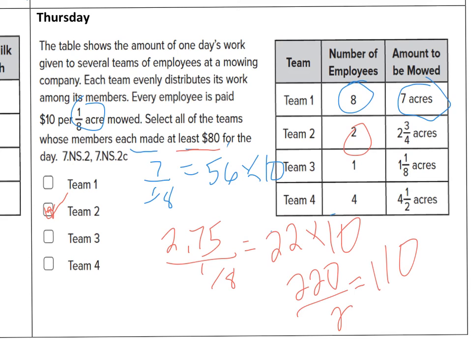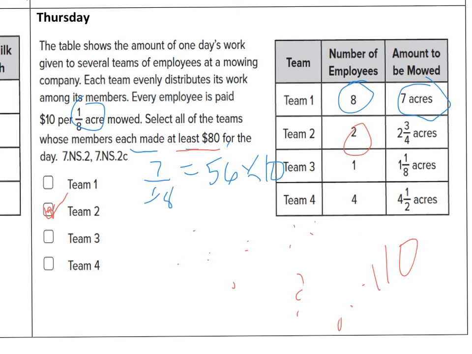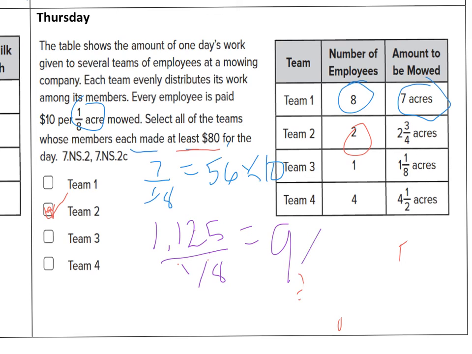And we're going to do the same thing with Team 3. For Team 3, we take the 1 1/8, so 1.125, and we divide that by the 1/8, and we end up with 9. Then we multiply that by the $10, and it turns out they make 90. Since there's only one team member, they would automatically make $90, which is at least 80, so Team 3 would also fit into the category.